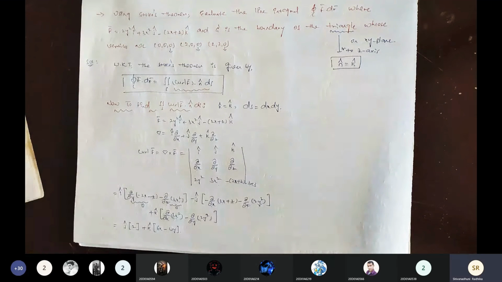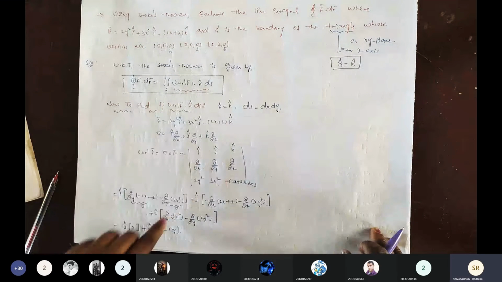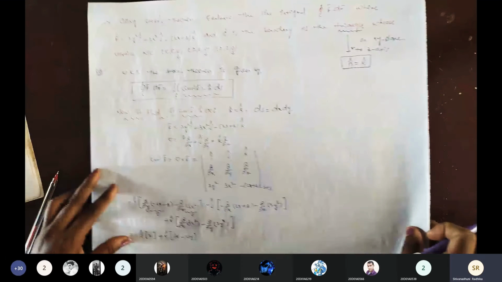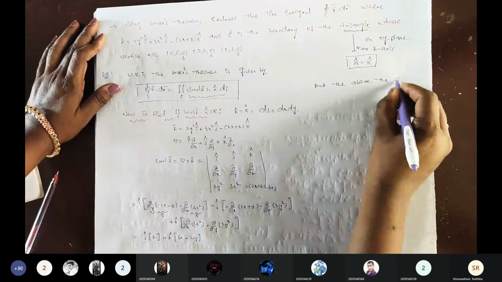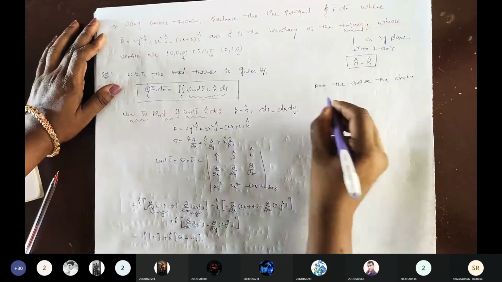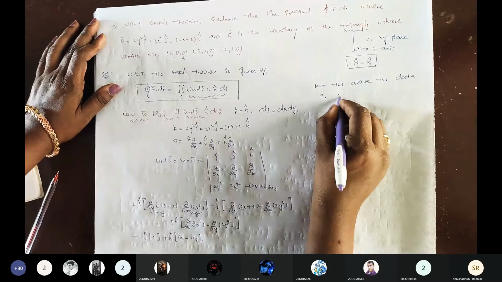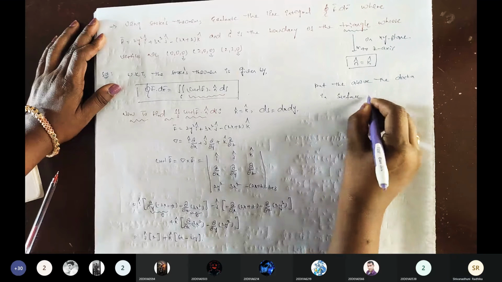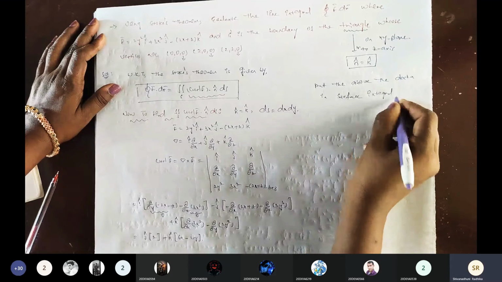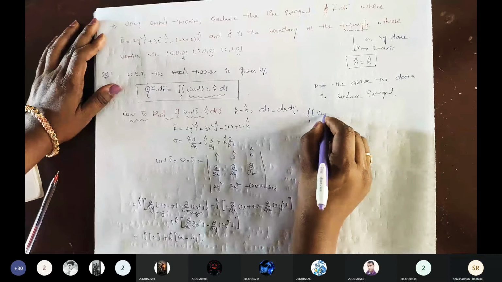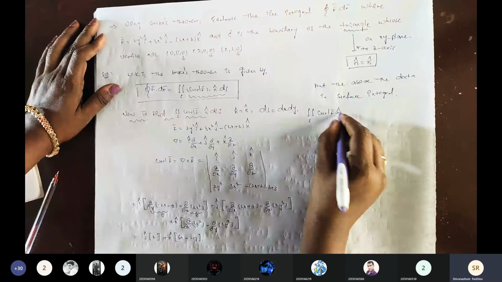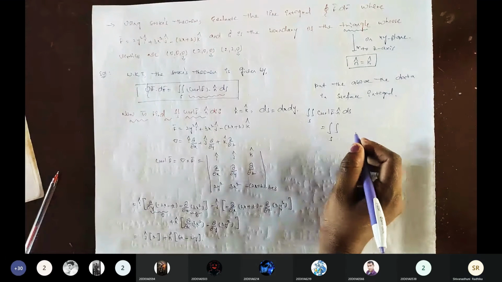Right? Next, substitute these data in the surface integral. See, put the above data in the surface integral. So, double integration over S of curl F bar dot n cap dS. So, that is equal to the integration over S.